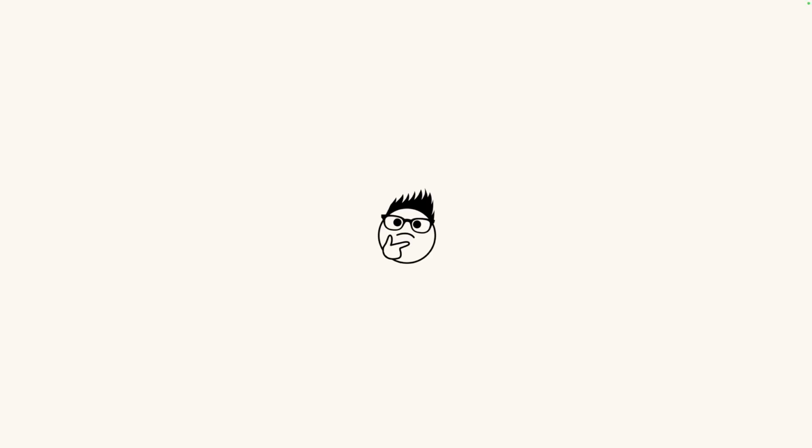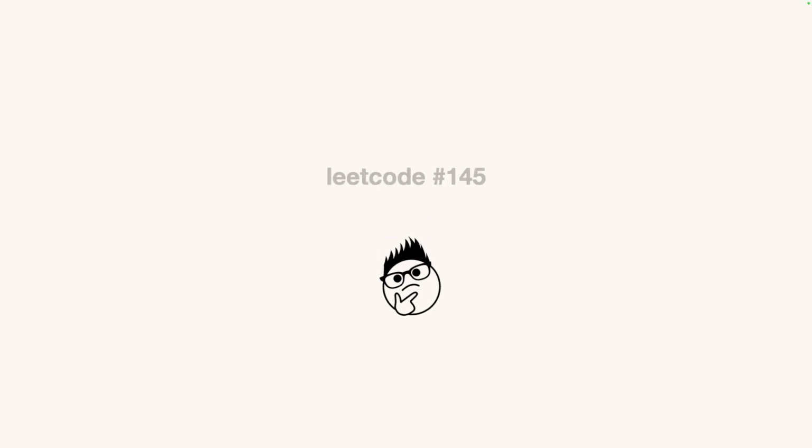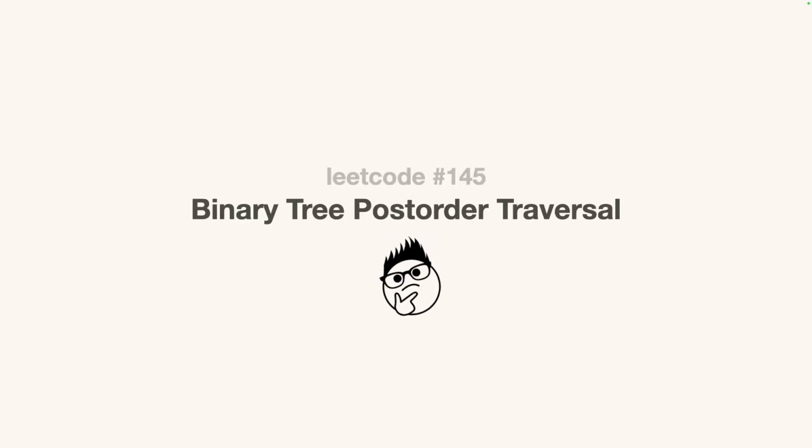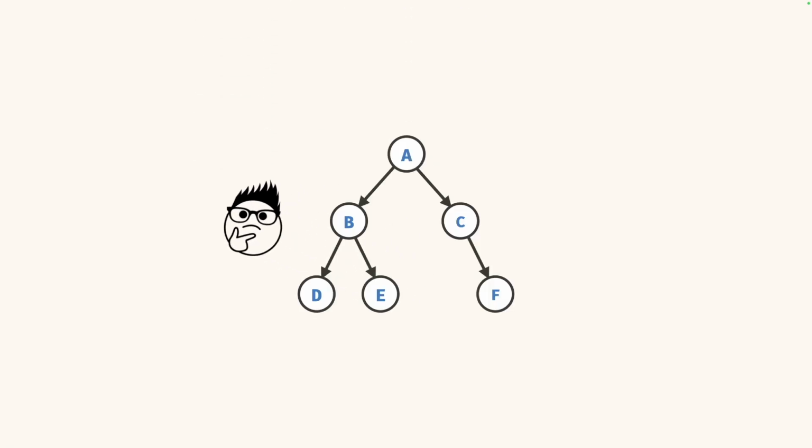Hey programmers, Alvin here. Right now let's go over LeetCode number 145, the binary tree post-order traversal problem. In this problem we're going to be given a binary tree. What we want to do is return all of the binary tree values in an array following post-order evaluation.